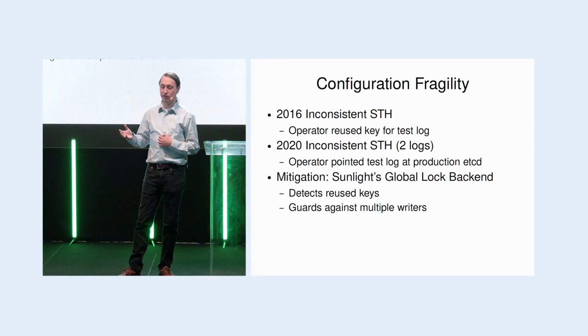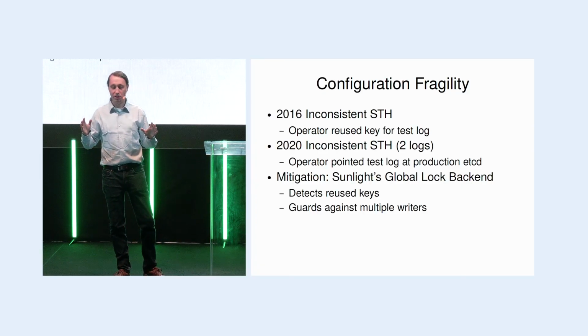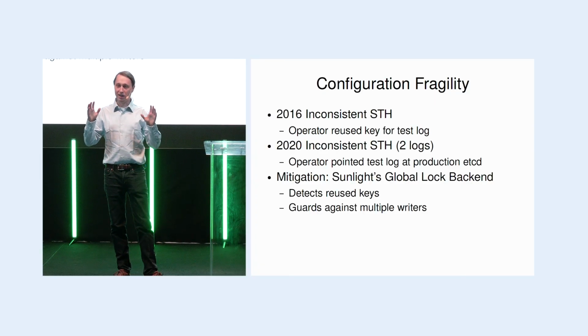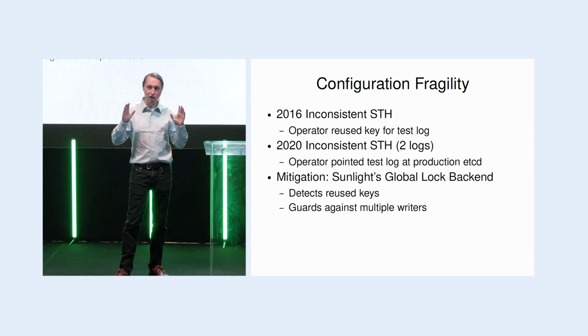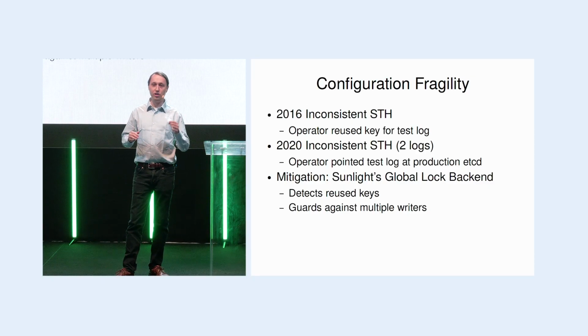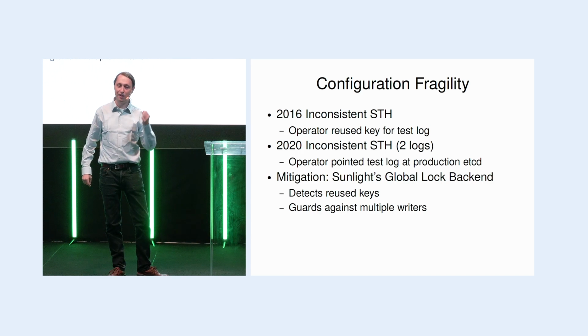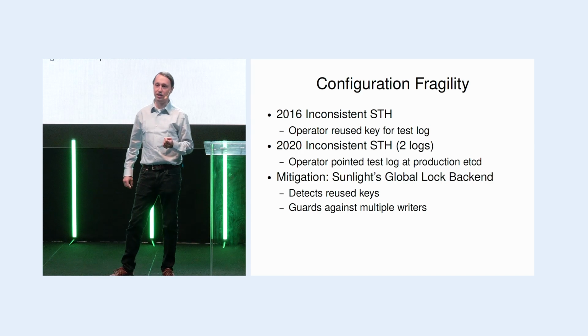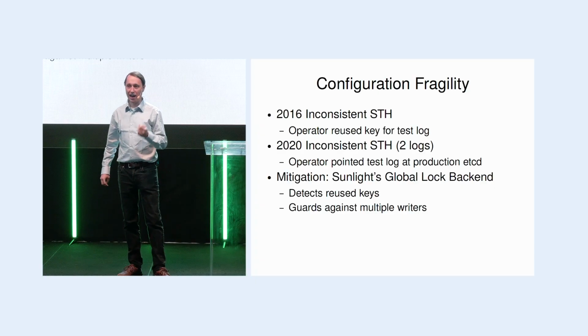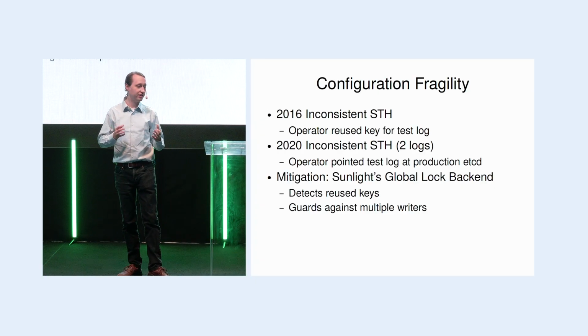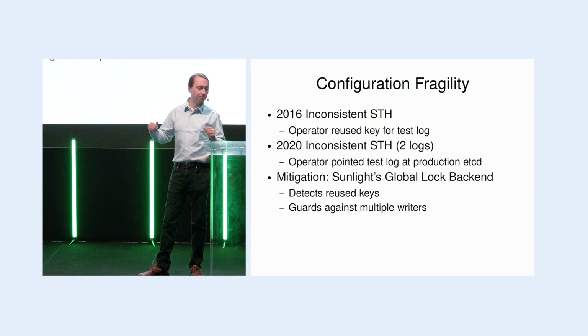And then the log operator can go and figure out what went wrong and most likely recover the log successfully. And this is just wonderful because it means the global lock backend means that as long as the log operator always uses the same lock backend for all their logs, Sunlight will never sign an inconsistent tree head, even if the operator reuses keys, and even if the operator accidentally starts multiple instances of Sunlight writing to the same place. And I think that's just wonderful.